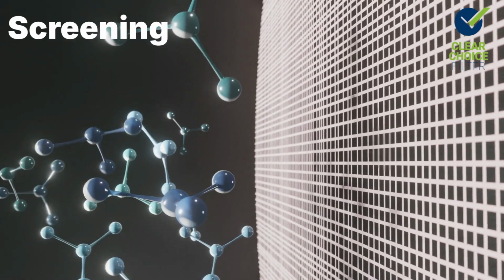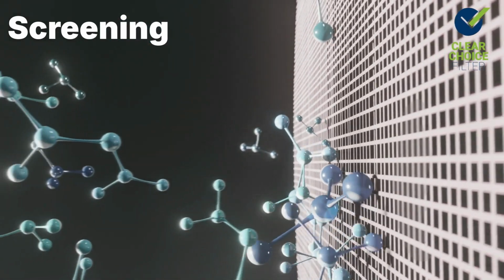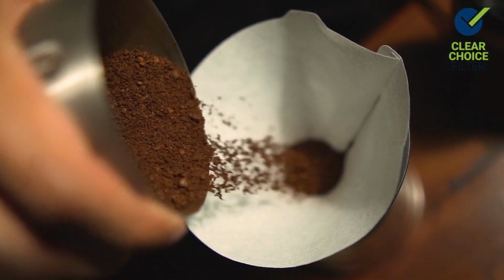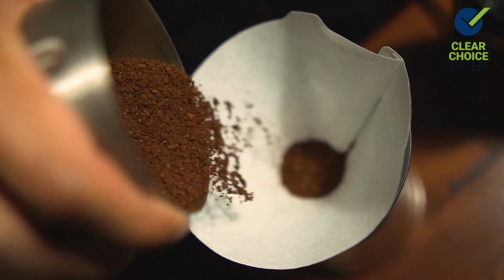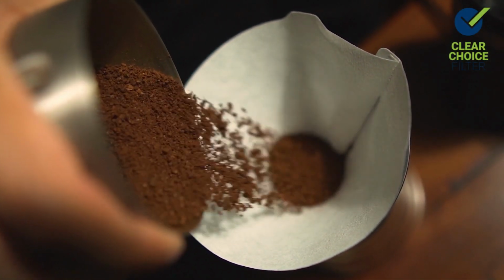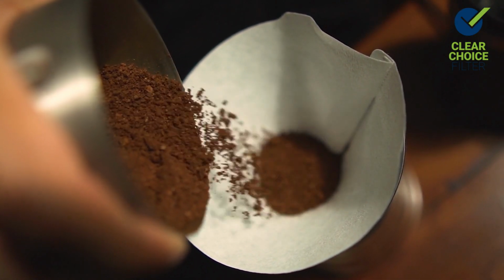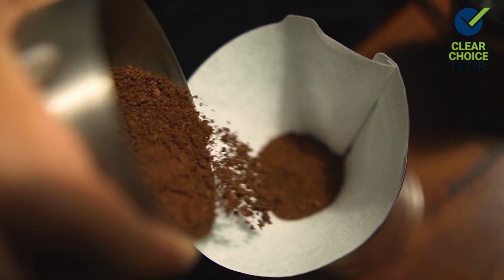The first and most straightforward filtration mechanism is screening. In this process, larger particles are physically blocked by the filter material. Think of it like a coffee filter. Only particles smaller than the filter pores can pass through. In this case, the coffee grains are retained and the liquid passes through the media.